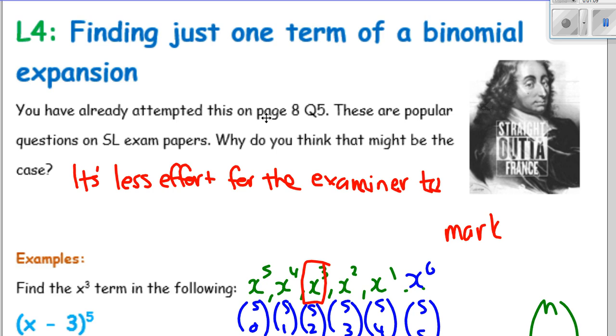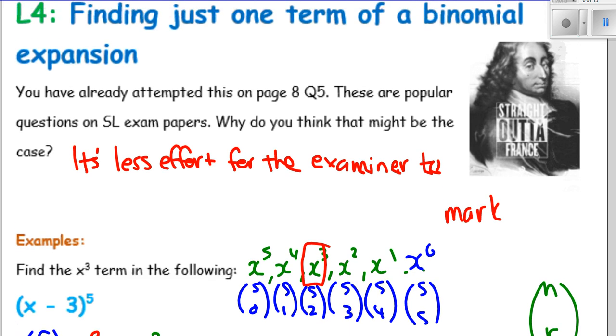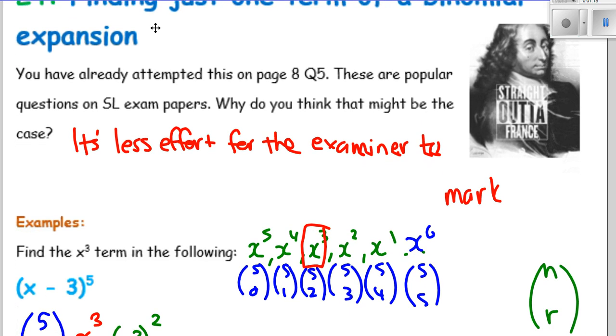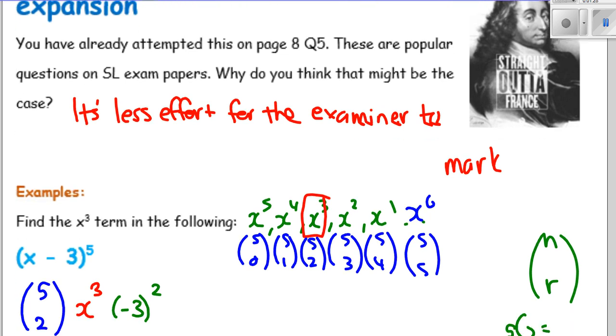This was, as I said, the most popular topic, and you'll find on your topic assignment, finding one term is almost the entire topic assignment. They constantly are asking you to find one term. I think it's only the first page and maybe another question where they don't ask you to find one term. Why do you think it's the case to find just one term? As you kind of pointed out, it's less effort for the examiners to mark if there's just one term that you need to find as opposed to like 6 terms or an entire expansion.